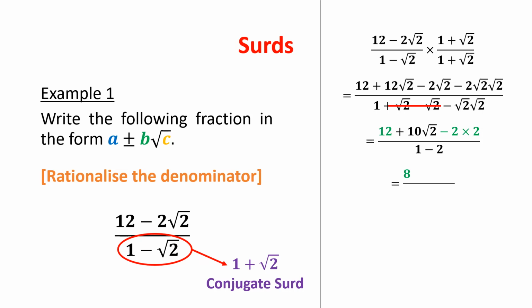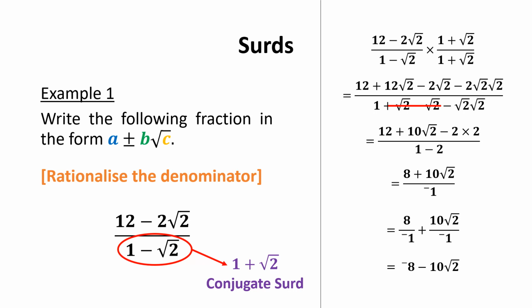Let's keep simplifying. 2 times 2 is 4, so 12 minus 4 is 8, plus the 10 root 2. And on the bottom, 1 minus 2 is negative 1. Right, now we can split this fraction up into 8 over negative 1 plus our 10 root 2 over negative 1. 8 over negative 1 makes negative 8. And 10 divided by negative 1 makes negative 10. So we've got negative 10 times root 2.